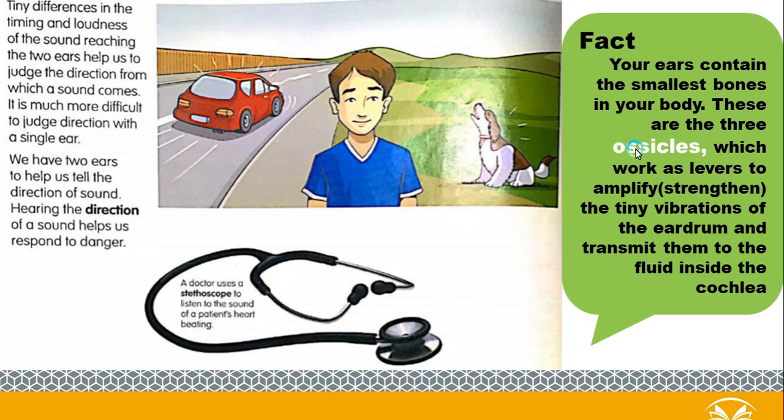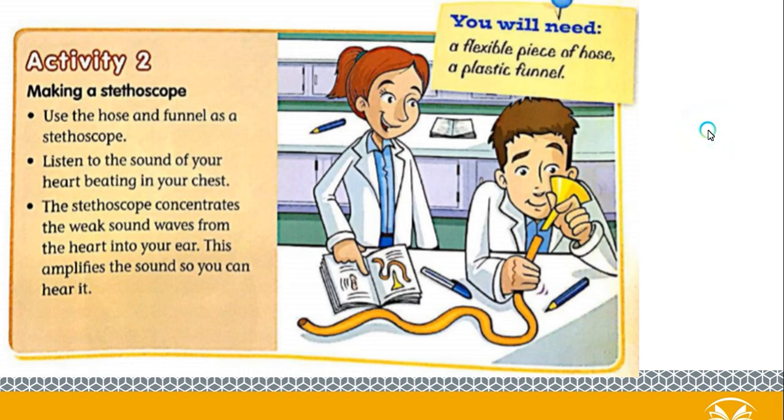And here is a fact, right? Your ears contain the smallest bone. The smallest bone in your body is in your ears. These are the three ossicles, which work as levers to amplify the tiny vibrations of the eardrum and transmit them to the fluid inside the cochlea. So the smallest bone in your body is where? In your ears.